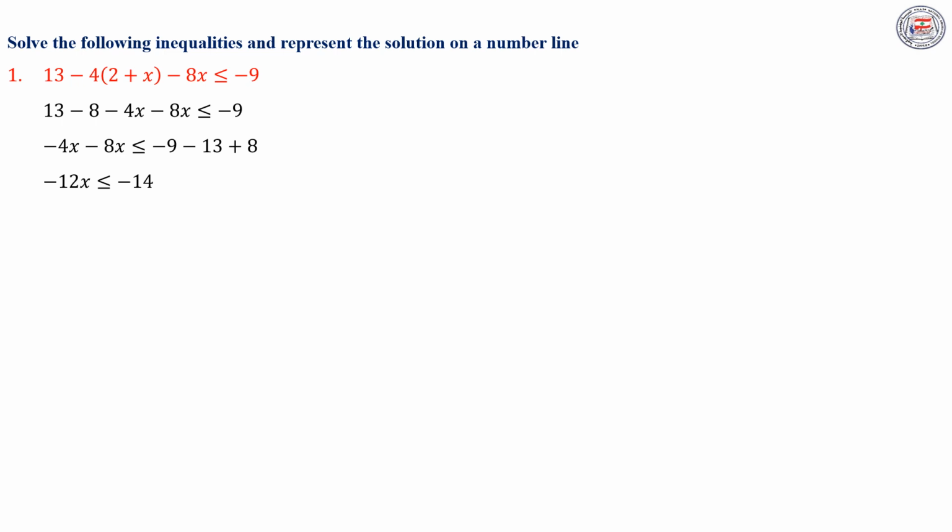Here we have to pay attention to the coefficient of x. If the coefficient of x is negative, then we have to change the inequality. The coefficient of x here is minus 12, which is a negative coefficient. That's why we have to change the inequality from less or equal to greater or equal. Then we get x greater or equal to minus 14 over minus 12. Therefore, x is greater or equal to 7 over 6.